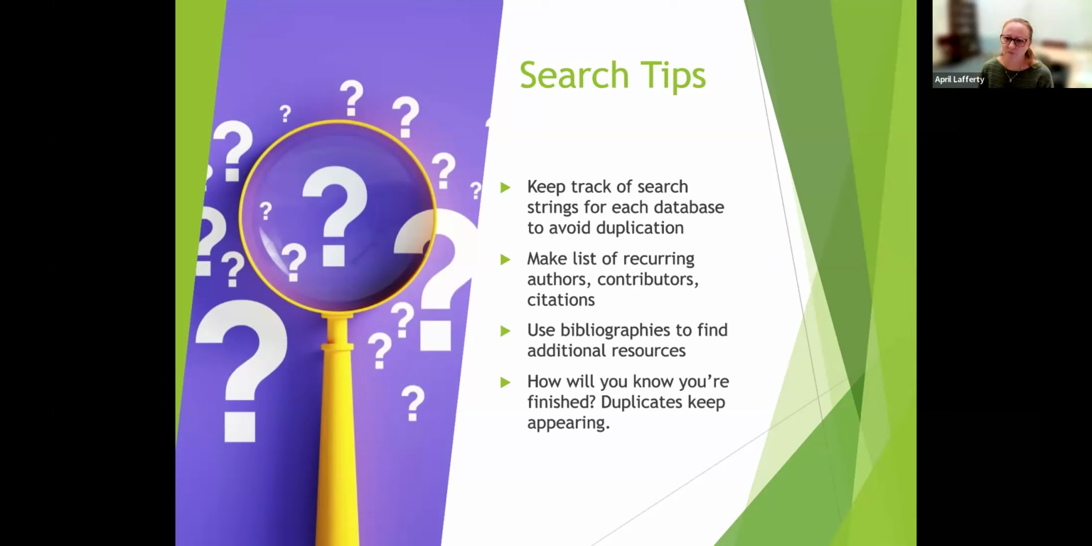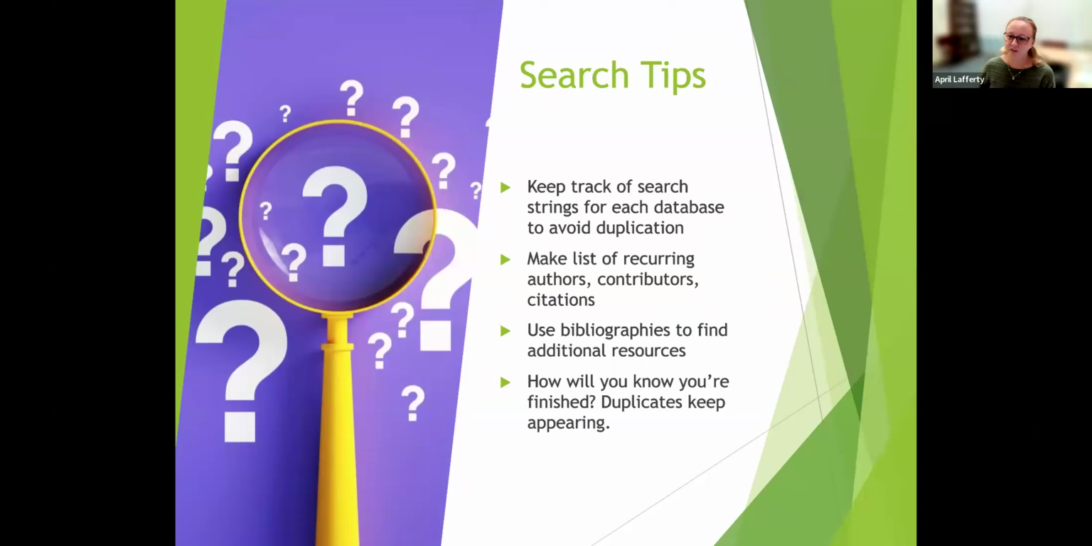Another search tip is to make a list of recurring authors, contributors, and citations. This is useful because it helps you to find seminal works. If there's one author who's the prime researcher for this particular topic, it's good to see if there's anything else written by them, so you can take that author's name and do a search for them. For contributors, see if there are any other citations that keep popping up. It's just good to know what keeps coming up in all of the databases.